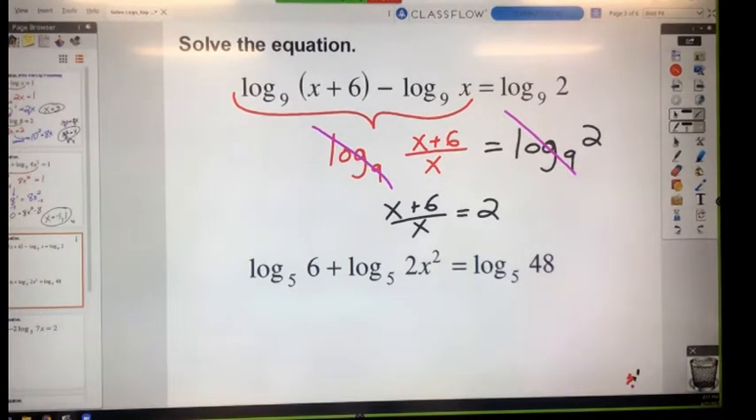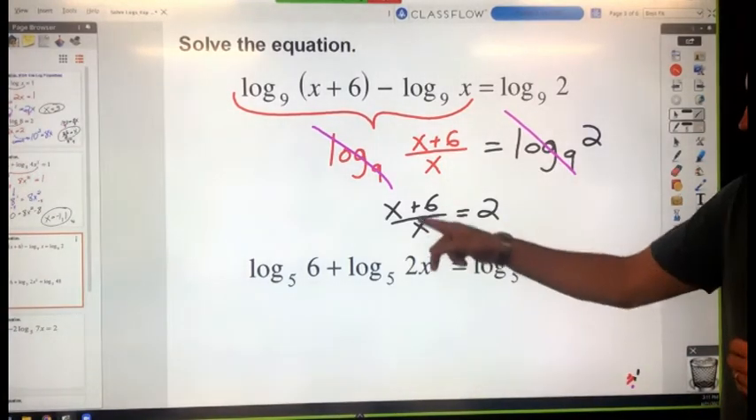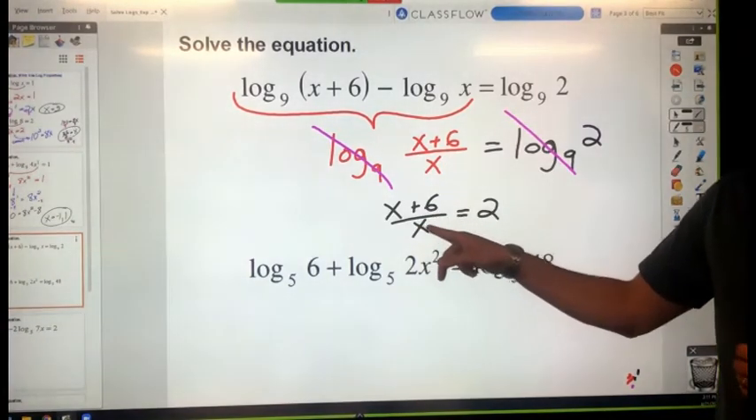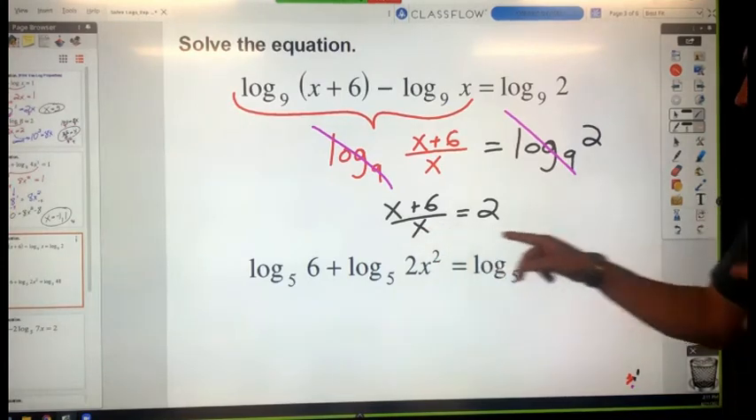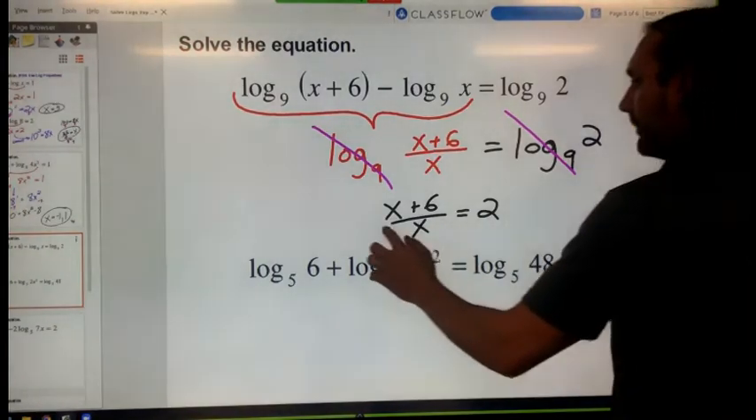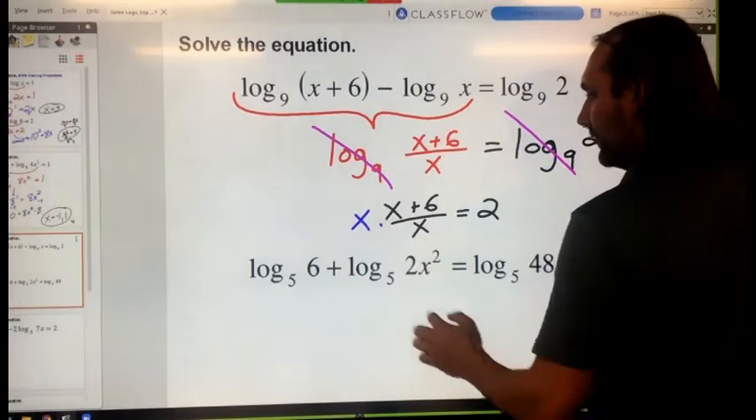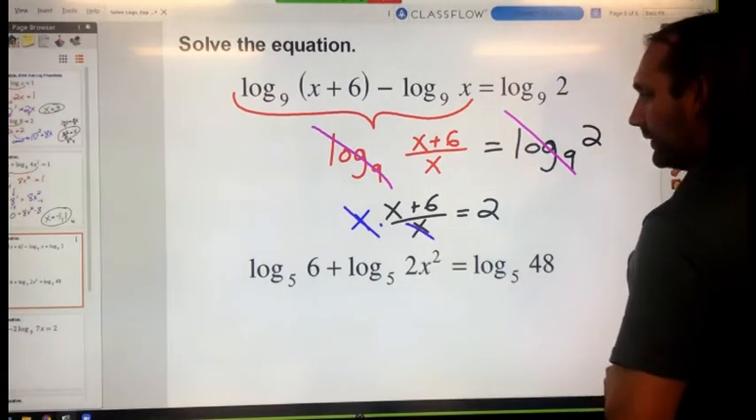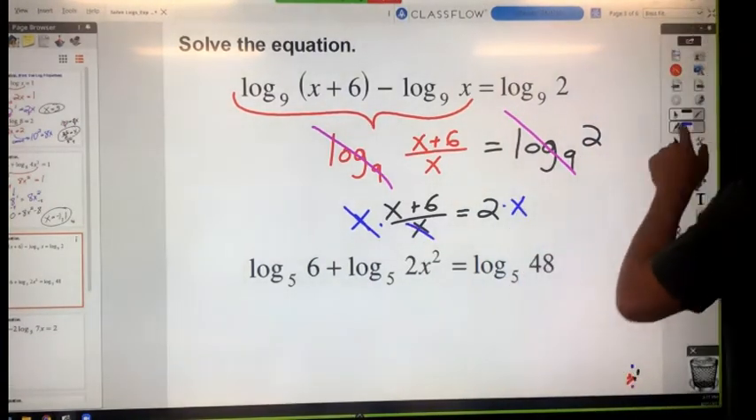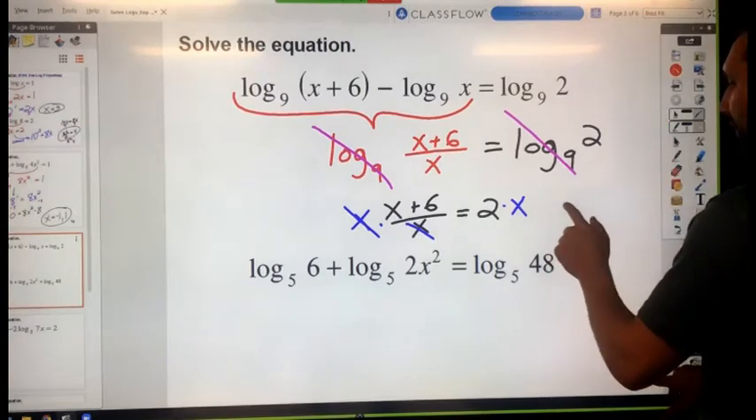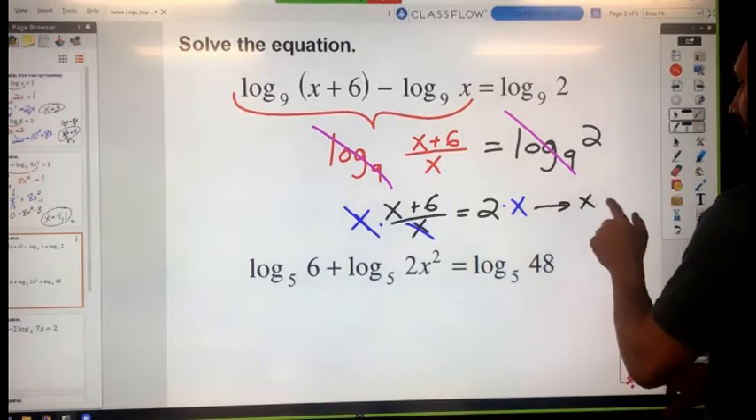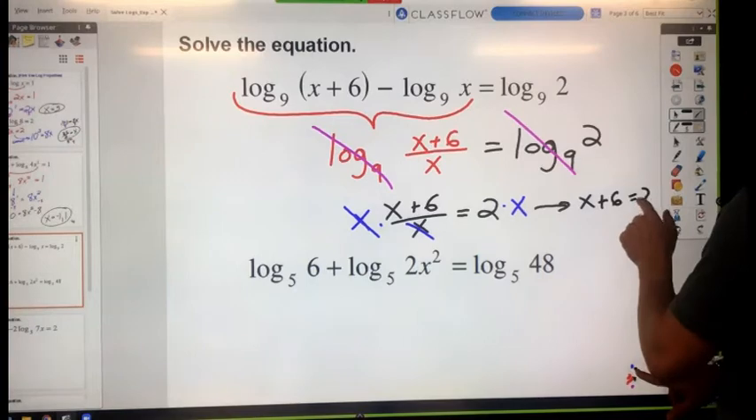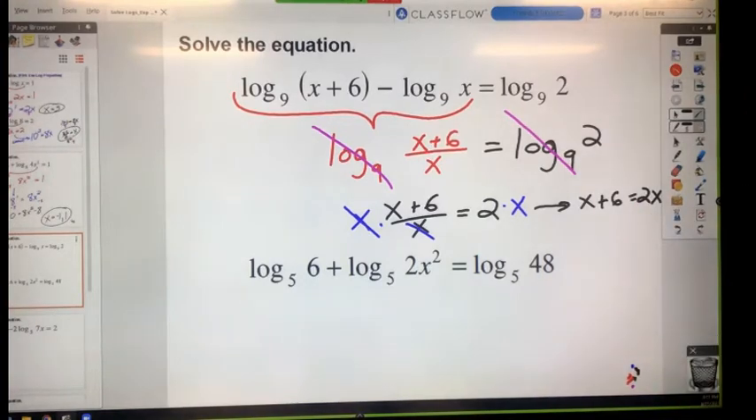I'm guaranteed there's something about this that's bothering you, which is what? It's a fraction. I have this x in the denominator. How would you get rid of this x? Multiply. Yeah. Multiplying by x here will make that cancel, won't it? So let me multiply on the other side. That's going to give me x plus 6 equals 2x, which now is a lot easier to solve.